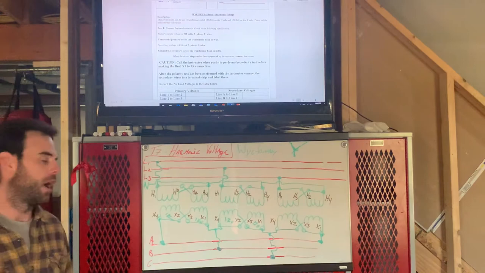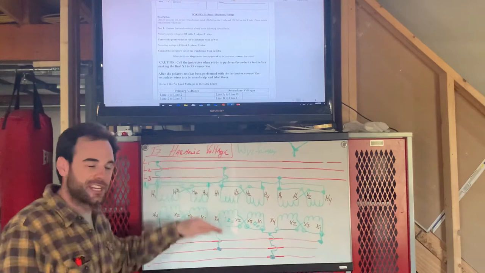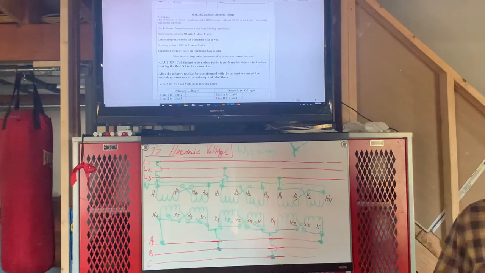All right. Other things that you can do to get rid of harmonics is you can just do a delta-to-delta system instead of using the four wire. They also have filters. They've got passive filters, active filters, and hybrid filters.